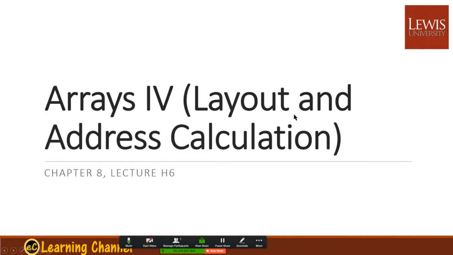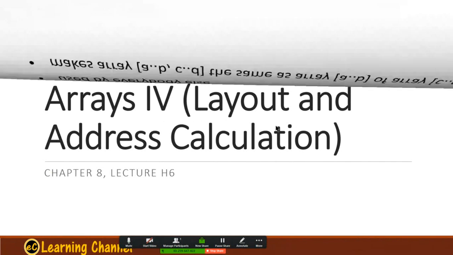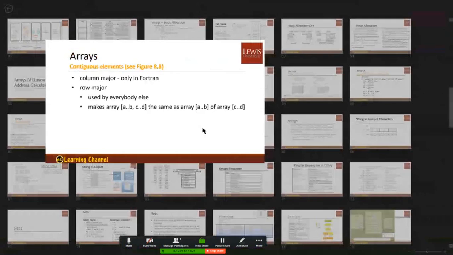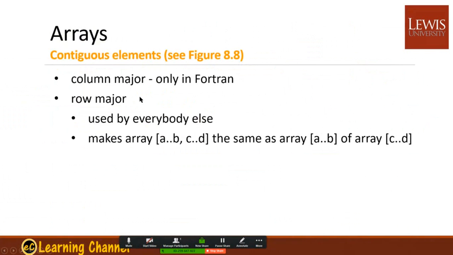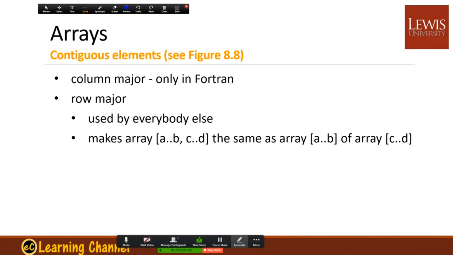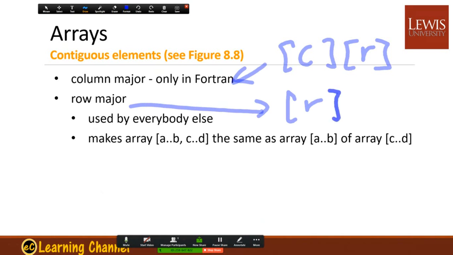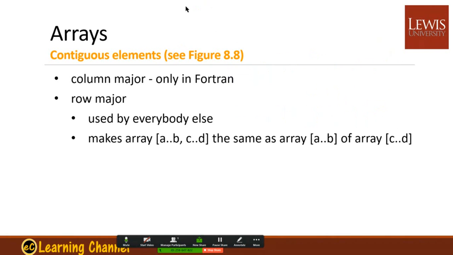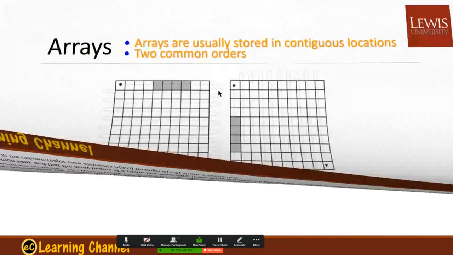Okay, array number 4, layout and calculation. So for arrays you have column major and row major. Column major means you line up your array column first and then row next. Row major is row first for the index and then column. That depends on the language. Fortran is the only language that uses column major. But in terms of traversal, you can traverse either way.